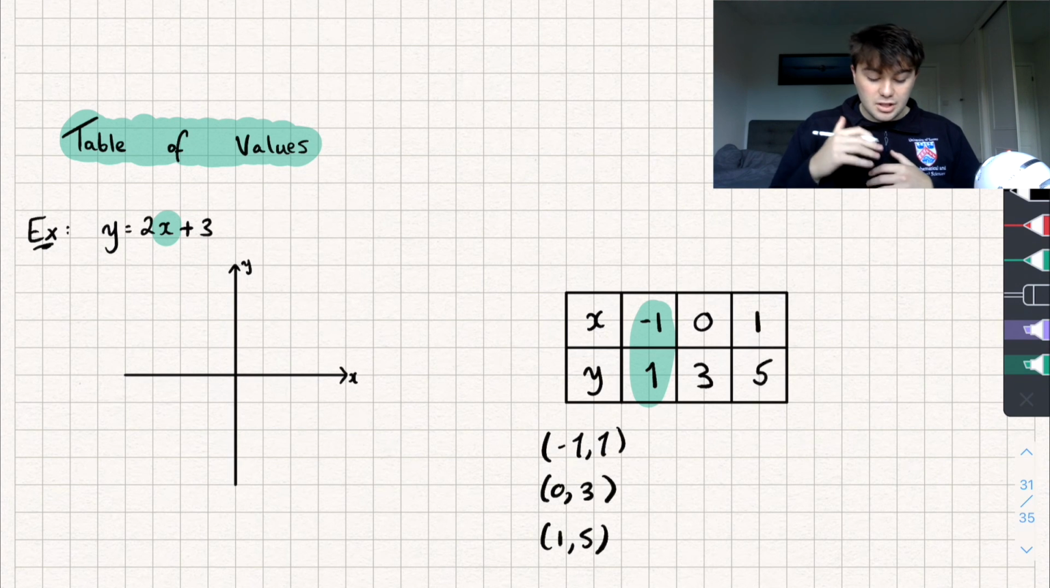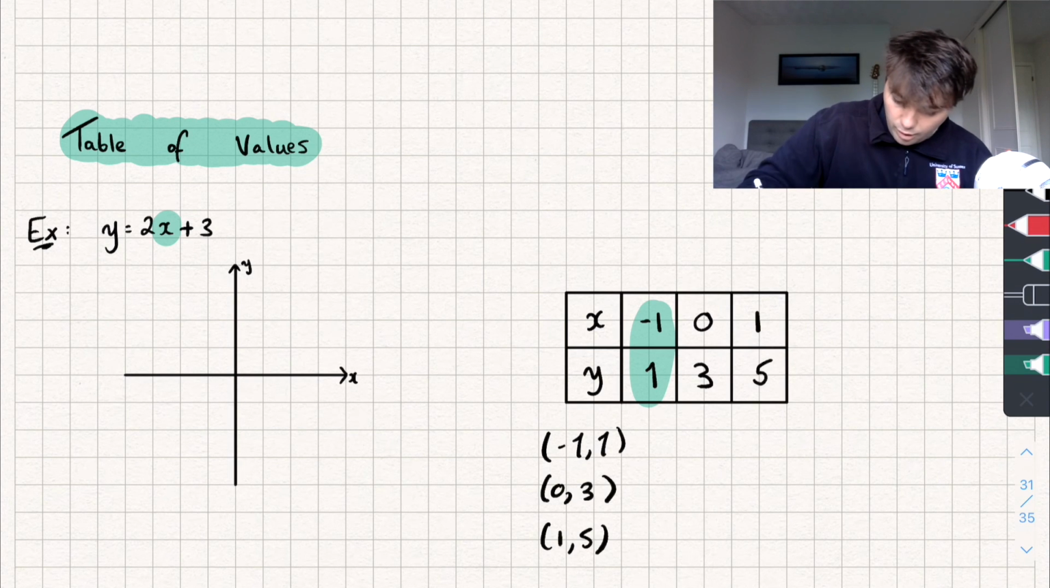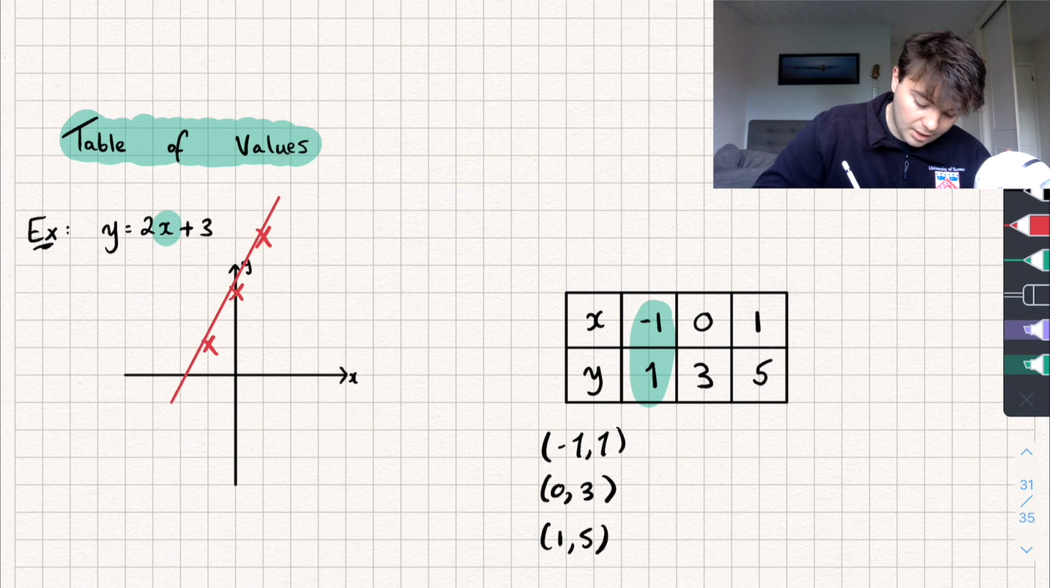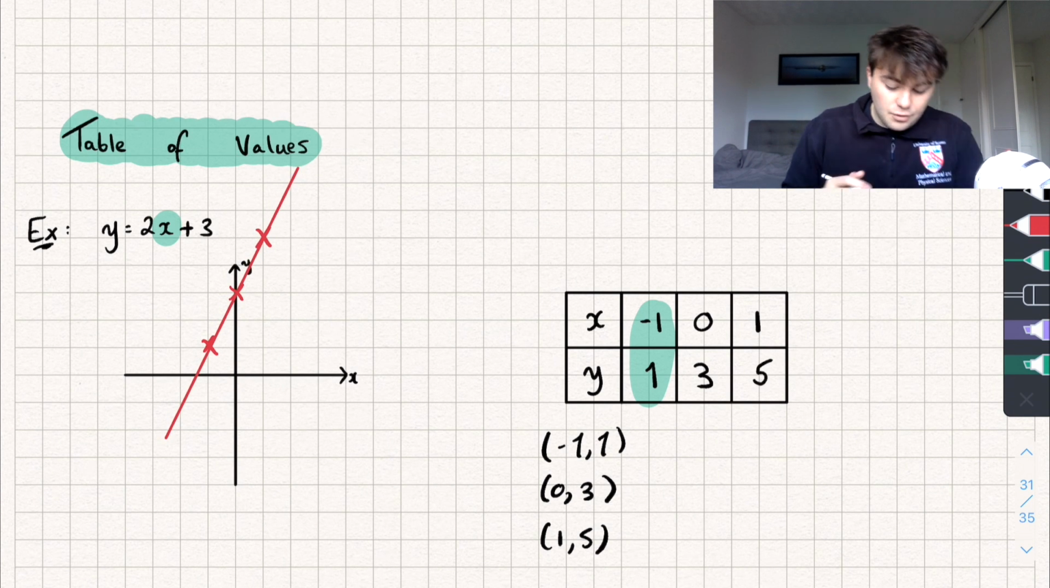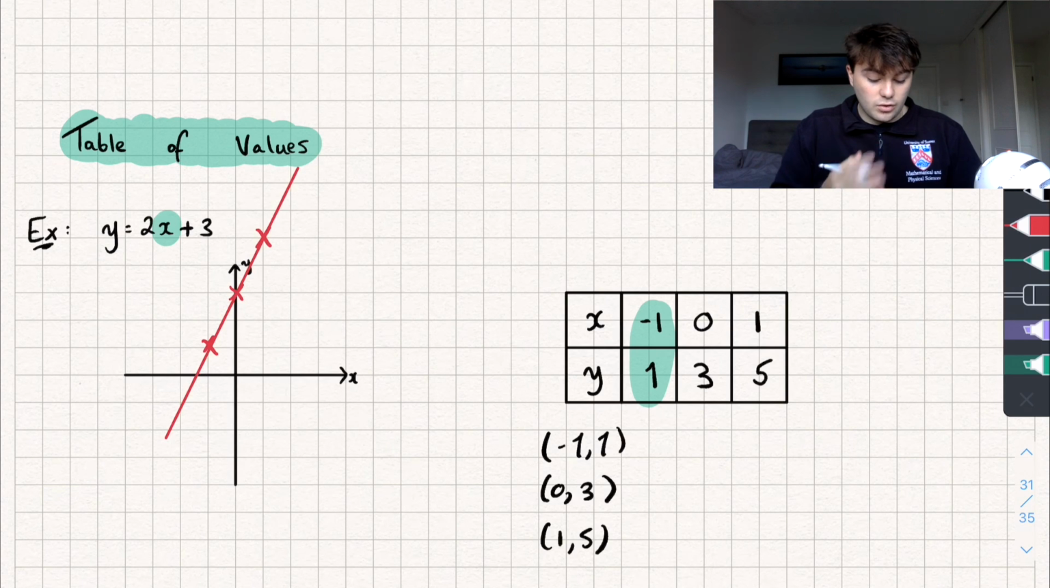And so from here we just need to plot these on the graph, so -1, 1, that's going to be this point here, 0, 3 is going to be this point here, and 1, 5 can be this point here. And then you just want to connect them all with a straight line that passes through all of them like that. And if you do that, you've then drawn the straight line with the equation y equals 2x plus 3. So that's pretty easy, I think.